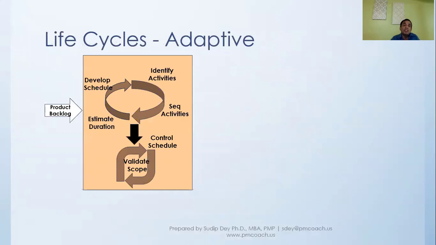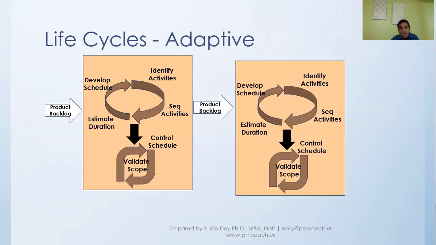Then once that iteration is done, we have handed it over, or we have finished with those features and completed the deliverable. We get into the product backlog again and take the next set of features and go through the same iteration process, validate scope, and create the deliverable. Then we move through the next iteration. So this is how we move on in the adaptive life cycle.